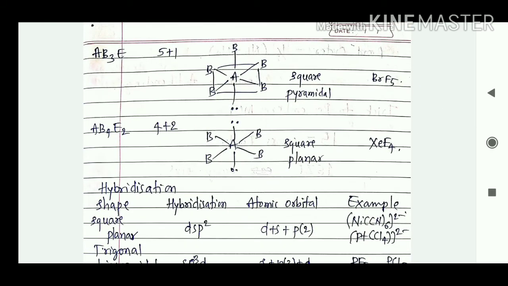Now we will consider the next one, 5 bond pairs and 1 lone pair. In this case it is square pyramidal. The best example for this one is BrF5. We'll consider the next one, 4 bond pairs and 2 lone pairs. In this case the structure that we're going to get is square planar. The example for this one is xenon tetrafluoride, XeF4.